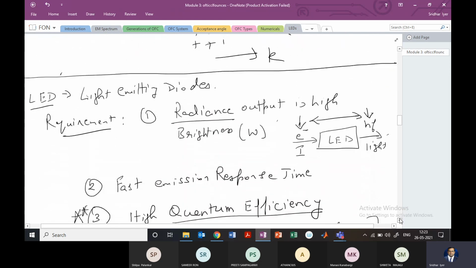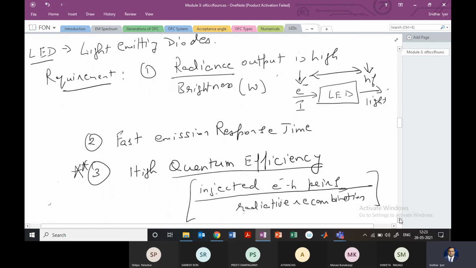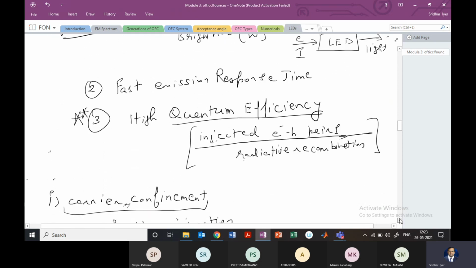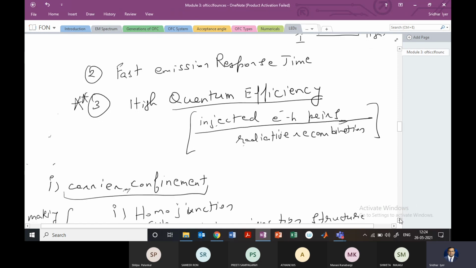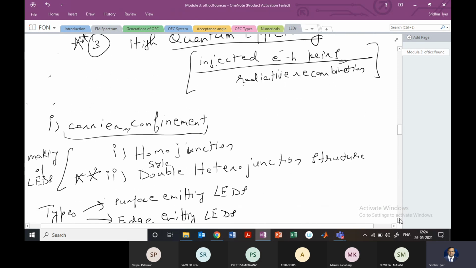Then we started with LED in the last lecture, and we discussed that LEDs should give us very high brightness or radiance, very fast emission response time, and high quantum efficiency. We still have to discuss what that is. I've just given you an overview of the quantum efficiency. LEDs will work with what is known as carrier confinement. That is, all the carriers should be confined in a region which is known as the active region.